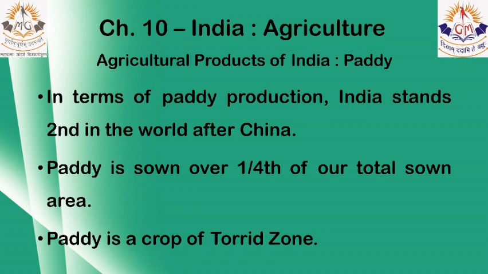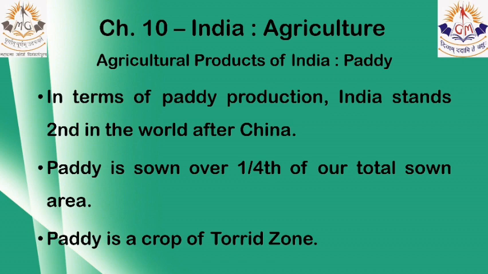In terms of how much area is occupied by rice growing, that is, paddy is sown over 1/4 of our total sown area. Now please understand what is the meaning of sown area. We do not count the complete land of India. We just count the total agriculturable land, arable land in India, where sowing, growing, reaping the harvest is done. That is the total sown area. Out of that, 1/4, that means 25% is occupied by paddy.